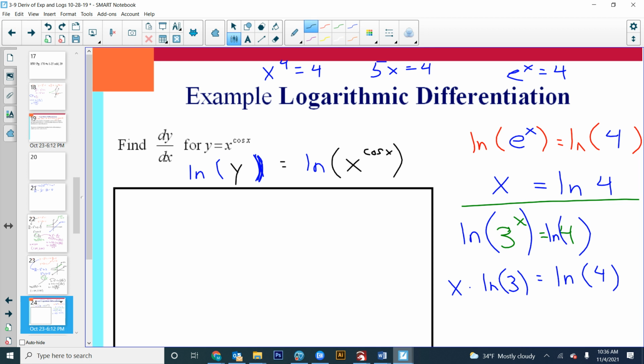All right, ln of y. Agree, it's not ln times y, it's ln of y. Yes? What did that allow us to do over here? ln'ing both sides allowed the exponent to go down front, just like over here. So now I have cosine x times ln of x.